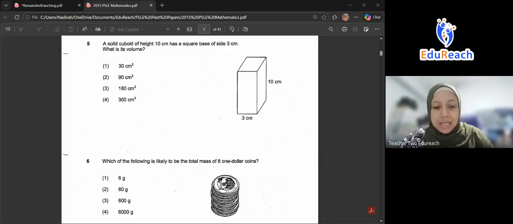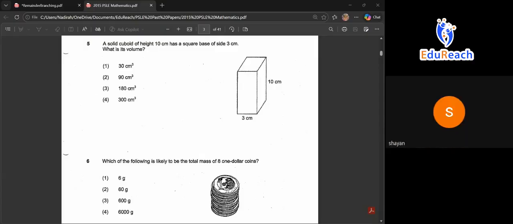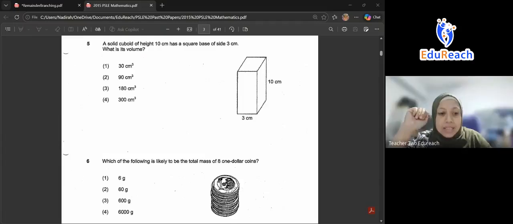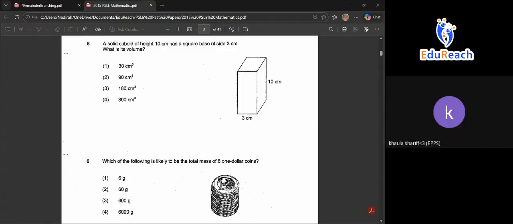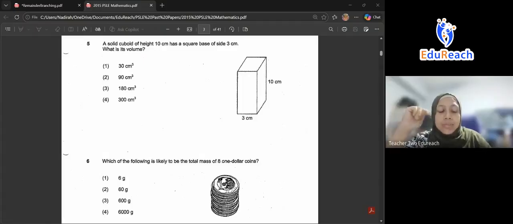60 grams, guys. Not 6 grams. 6 grams is too light. You cannot feel it, it's like a feather. 600 grams is half of 1 kg, and that's too heavy. Number 5 answer is option 2, 90 cm squared, because we have to do 3 times 3 times 10. Length and breadth is the same.